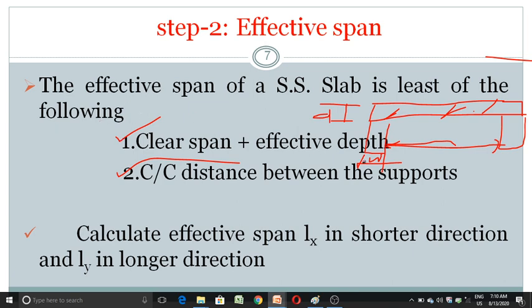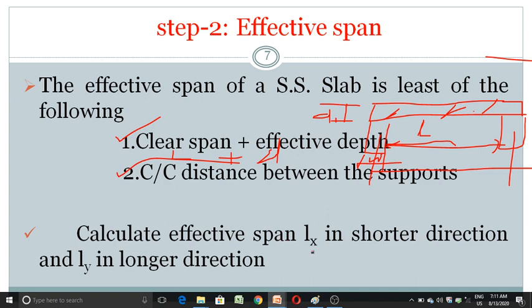So with respect to the first one, what is that? Clear span plus effective depth. Clear span means this small L I am representing, the distance between the inner faces of the two supports. So this is L, plus the effective depth of the slab, small d, is one condition. And one more condition is the center to center distance between the supports, not the clear distance. This is one center of support, and this is another center of support. This distance is the one more condition.